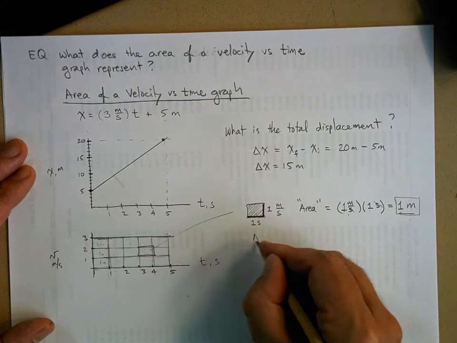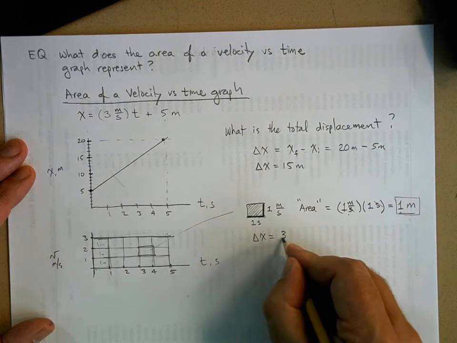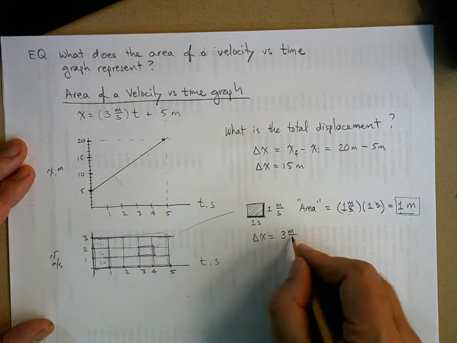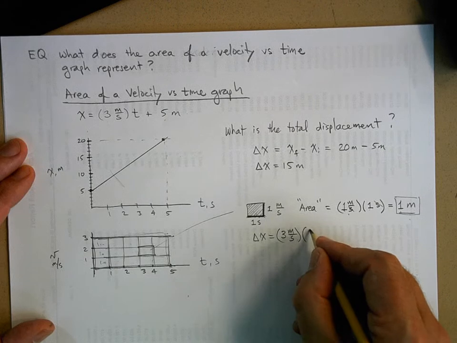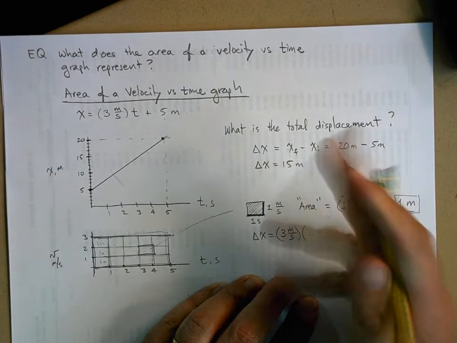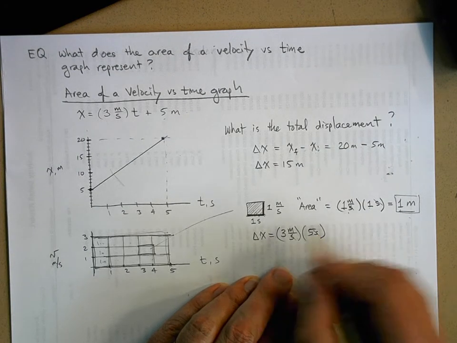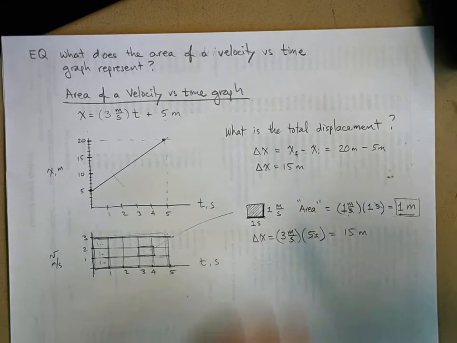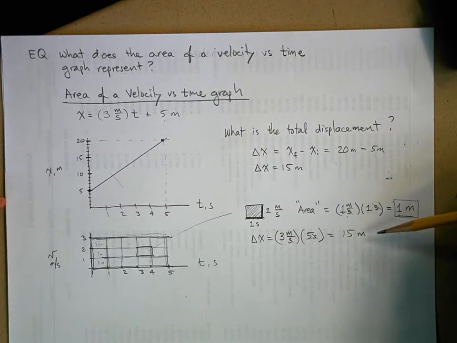And so I can do that. So delta x is going to be equal to the height of my big rectangle times the width, which is 5 seconds. And that gives me 15 meters. Same answer I got by using the position graph. Just used it a different way.